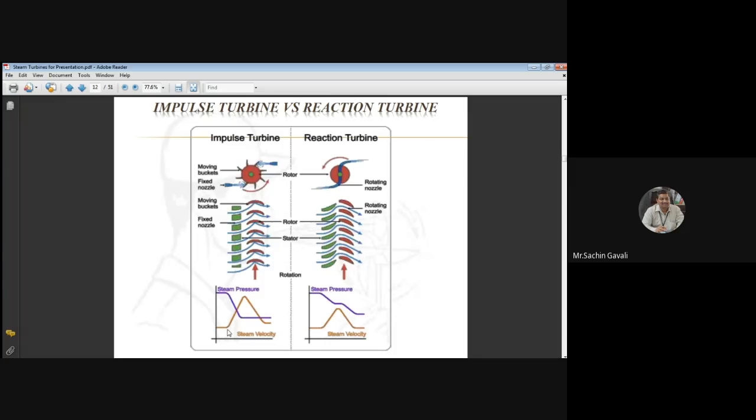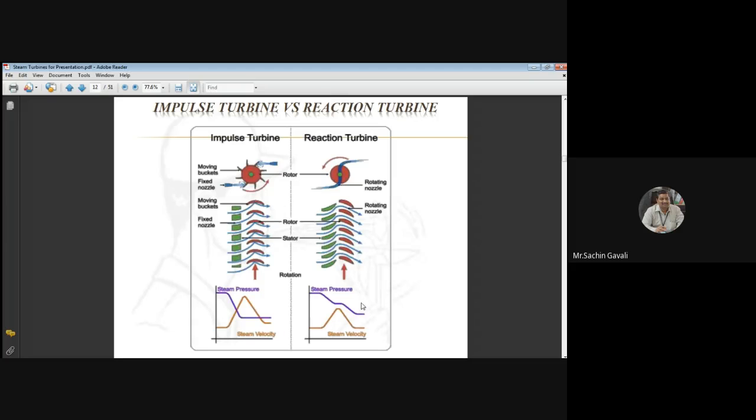But velocity increases in the nozzle. When it strikes the moving blade, it gives momentum to the moving blade. Therefore, the moving blades will move, and the steam's own velocity will go on decreasing. So this is the pressure and velocity curve for the impulse turbine.